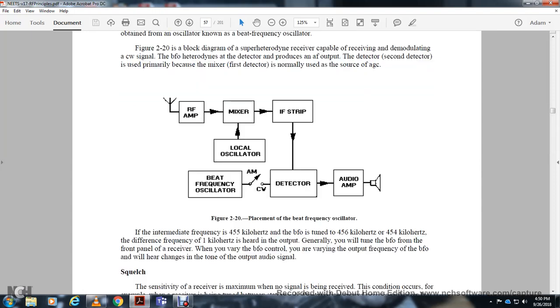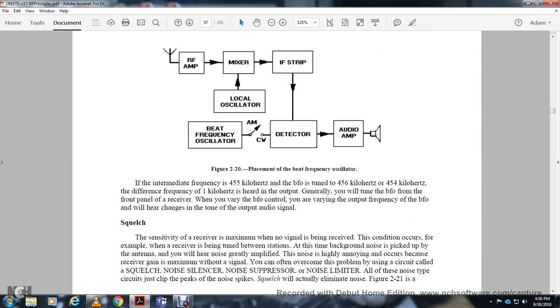If the intermediate frequency is 455 kHz, the beat frequency oscillator at 456 kHz and the 454 kHz signal produce a difference frequency of 1 kHz, which is heard in the output. Generally, you will tune the radio frequency from the front panel of the receiver. When you vary the beat frequency control, you vary the output frequency of the beat frequency oscillator, and you will hear the tone of the output audio signal change.